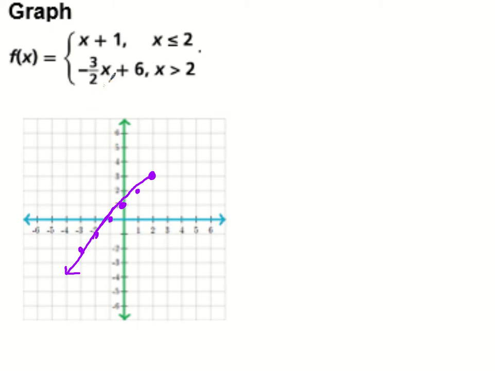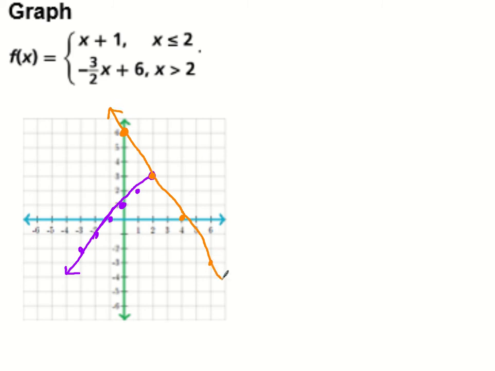Let's look at this one. +6 is my y-intercept. -3/2, 1, 2, 3 over 1, 2. So that's this graph right here.